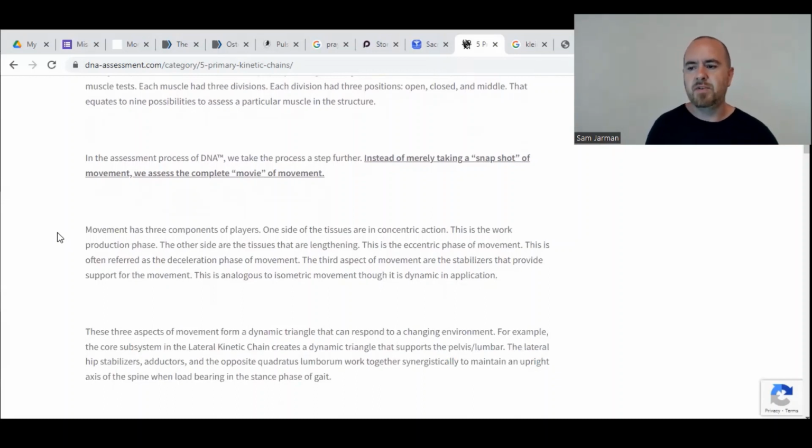Movement has three components. One side of the tissues are in concentric contraction, so shortening; this is the work production phase. The other side are the tissues that are lengthening. This is the eccentric phase of the movement, often referred to as the deceleration phase. The third aspect of movement are the stabilizers that provide support for the movement. This is analogous to isometric movement, though it is dynamic in its application.